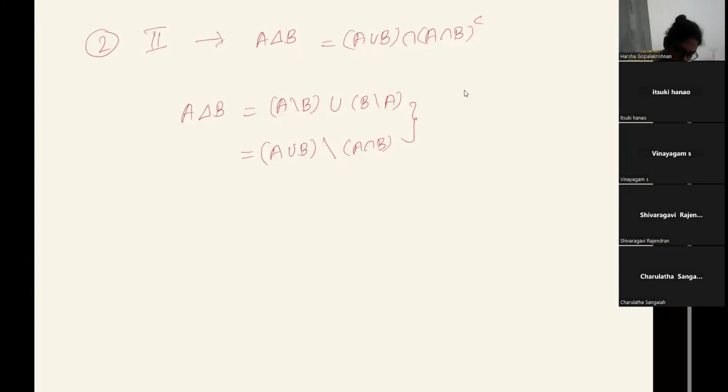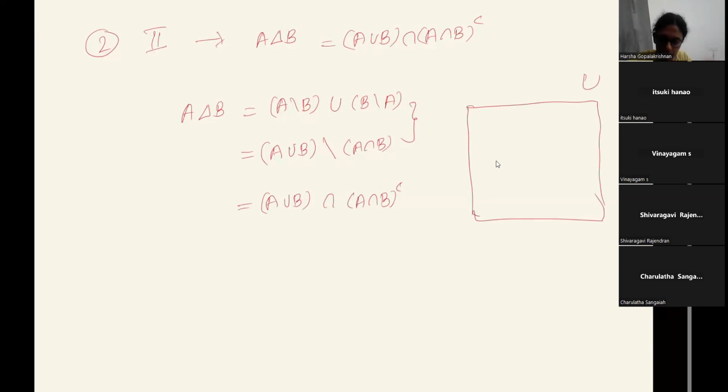Okay, from this you can write it as... Madam, please explain the equivalence of these two. Okay. So this is our universal set U. And this one is A, this one is B.